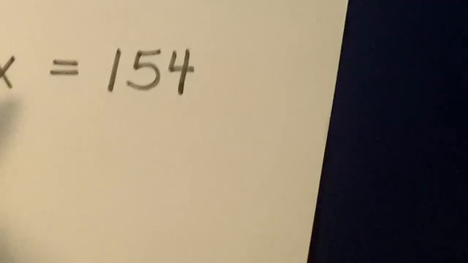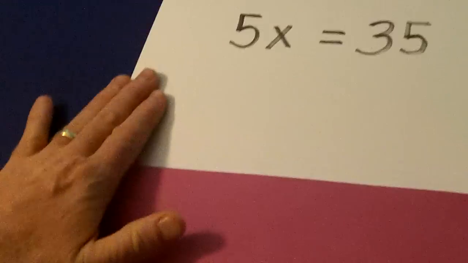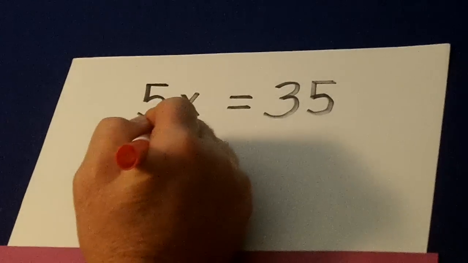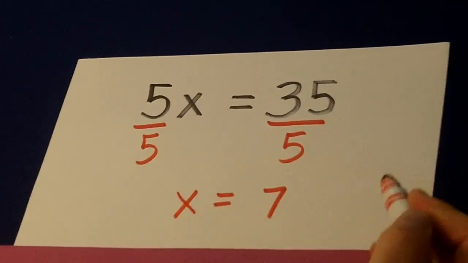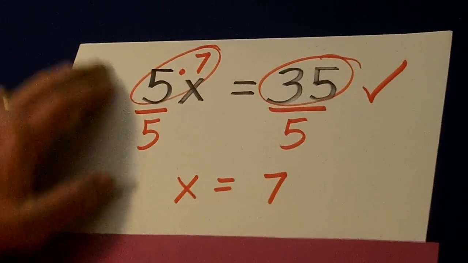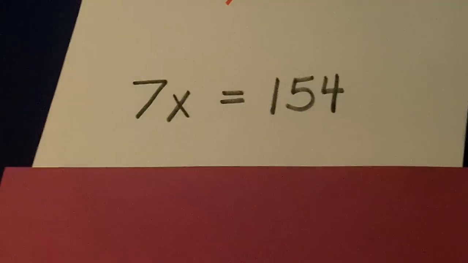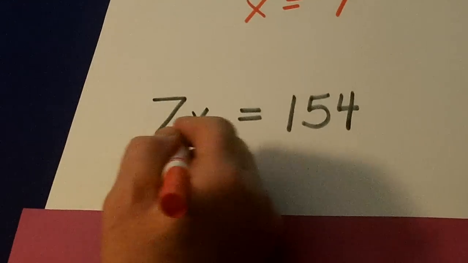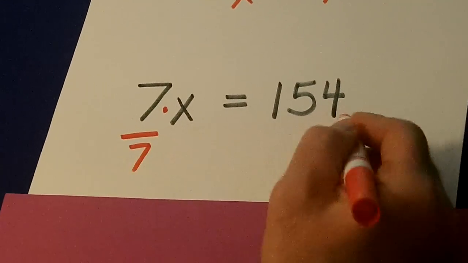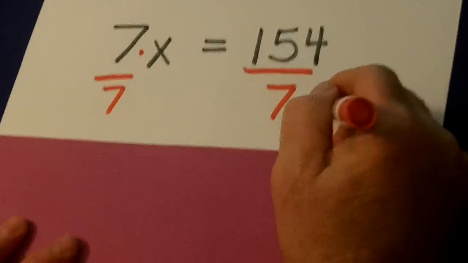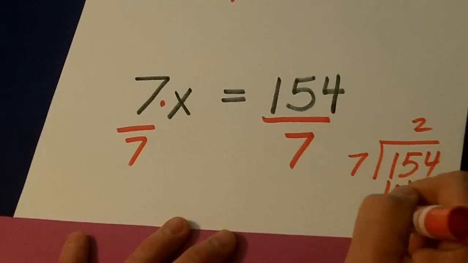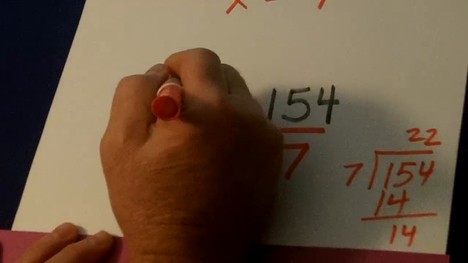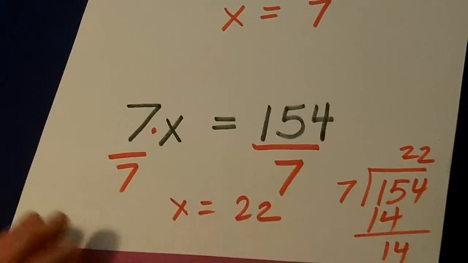Okay? Here we go. Let's see how easy this is. 5 times x. Divide by 5. Divide by 5. Both sides. X equals 7. Check. 5 times 7 is 35. Check. Here we go. 7x is equal to 154. Times by 7. Divide by 7. Both sides. Okay, so we have to go 7 into 154 is 2, 14, 14, 2, 22. X is equal to 22.